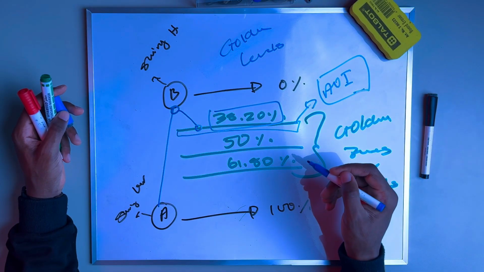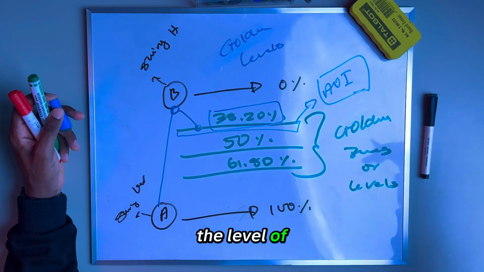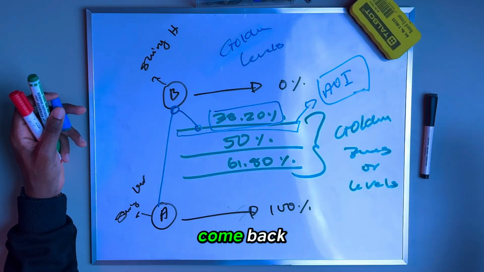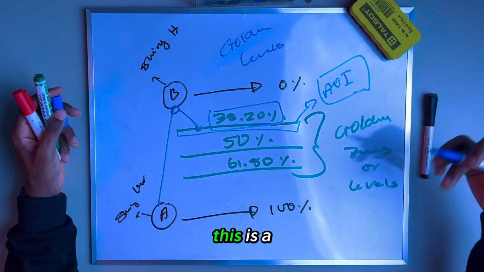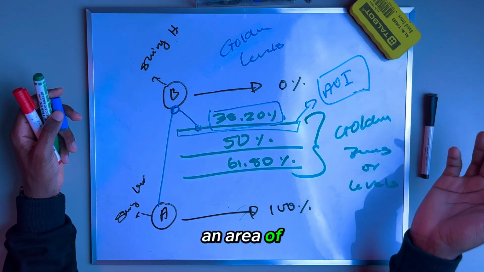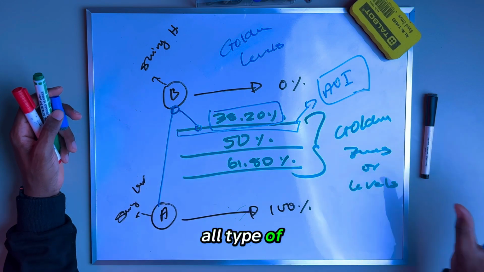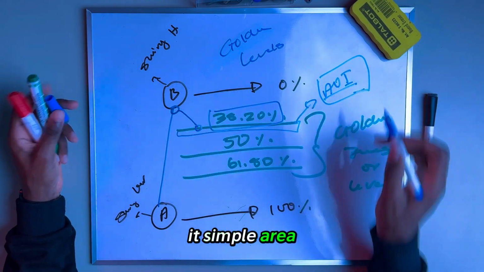By the way, an area of interest is the level of orders where buyers and sellers may come back to interact with each other. This is a strong level. That's the definition of an area of interest. Some people call it support and resistance, fair value gap. They give it all type of names, but I keep it simple, area of interest.